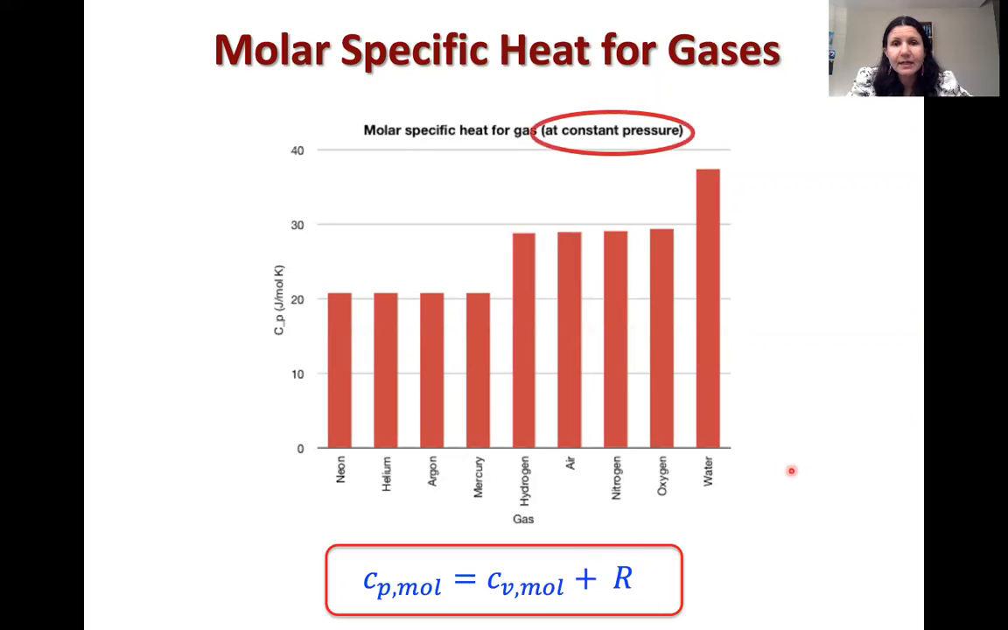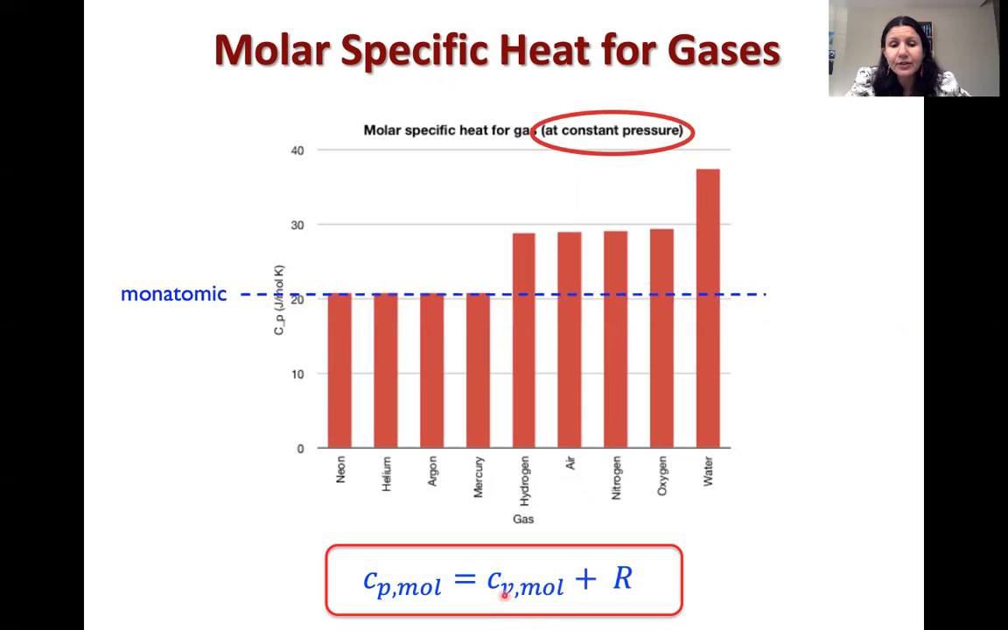So if we go back to our calculation, what we were comparing before is the equation for CV, and that's why we were coming short. Remember, we got about 12 for monatomic gas instead of 20, and we got around 20 instead of what looks like closer to 28 for diatomic gases. But this data shows CP at constant pressure. So we weren't doing the right thing.